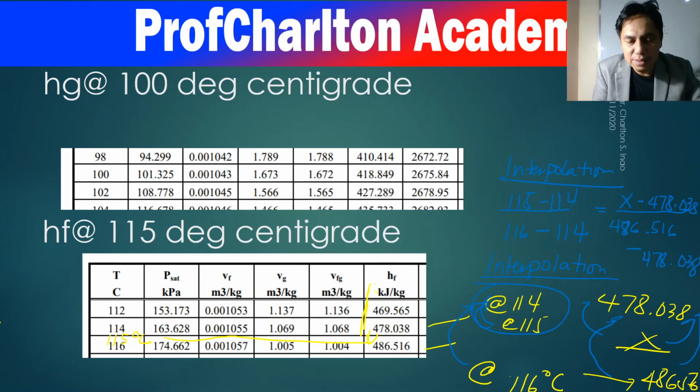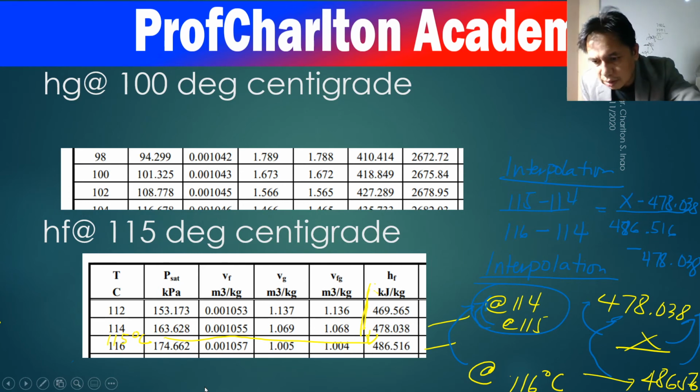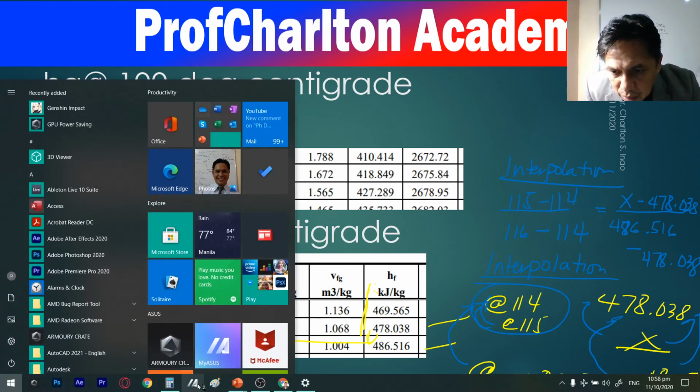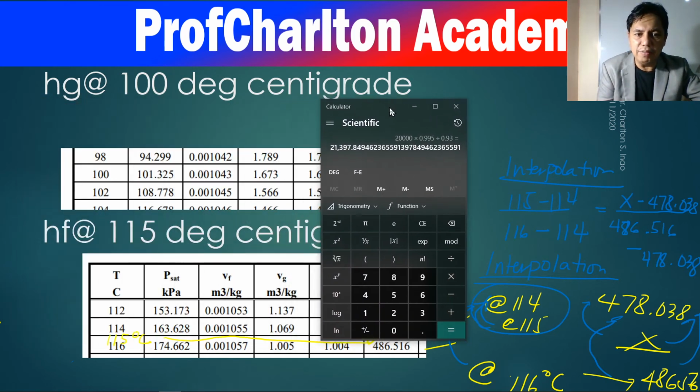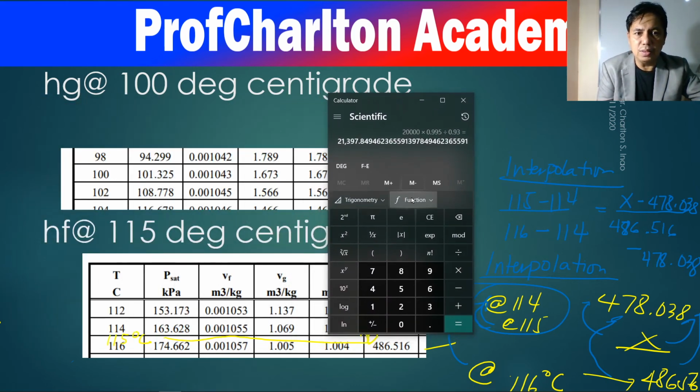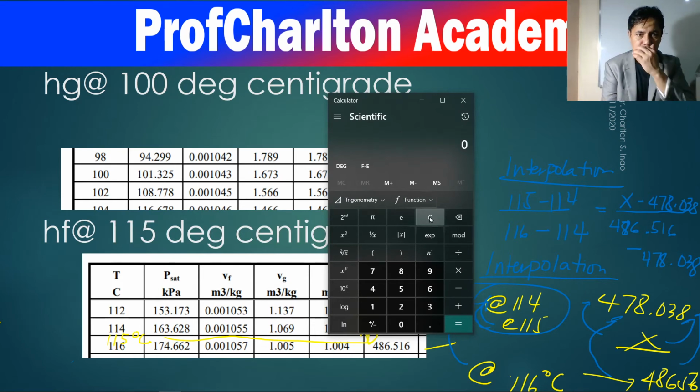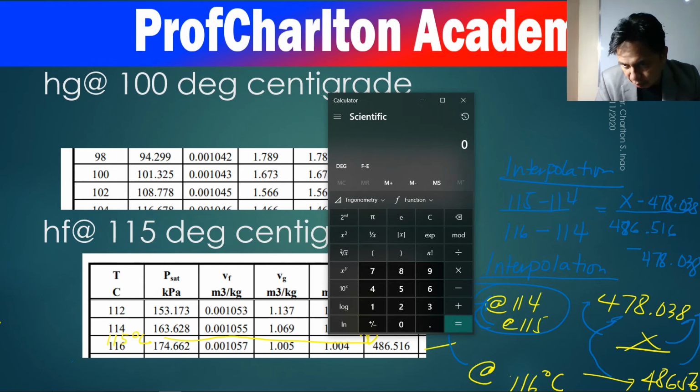So let me pull out this calculator so that we can show all our viewers what is really going on with this mathematics. First, this one is a no-brainer. 115 minus 114 is 1. 116 minus 114 is 2, right? So I'll put this above.